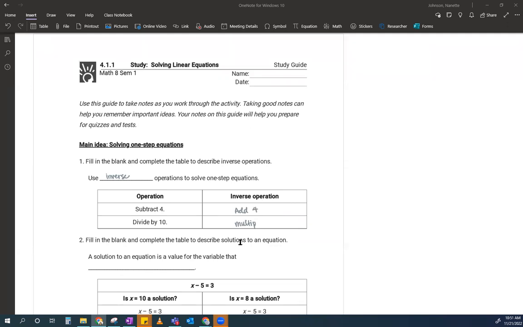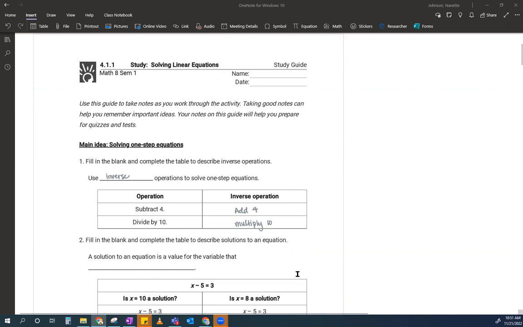And notice the number doesn't change. Add 4, subtract 4, add 4, multiply by 10, divide by 10. Those are the same number. You're just changing the operation. So how do you undo closing a door? You'd open the door.